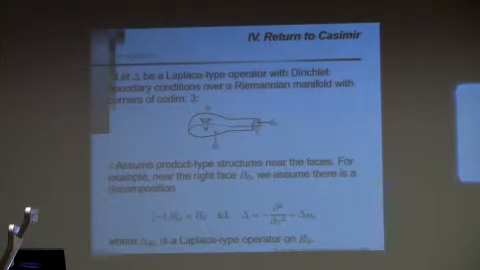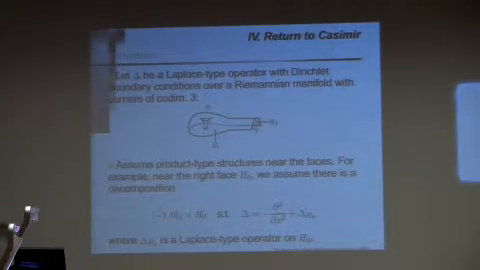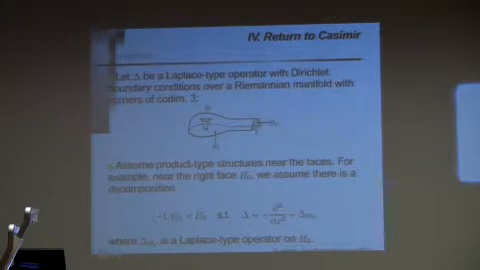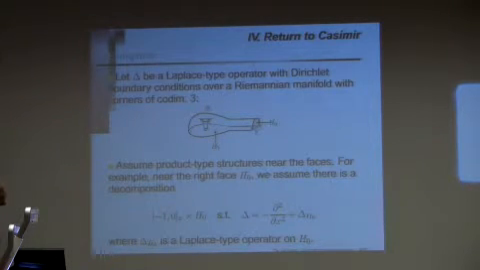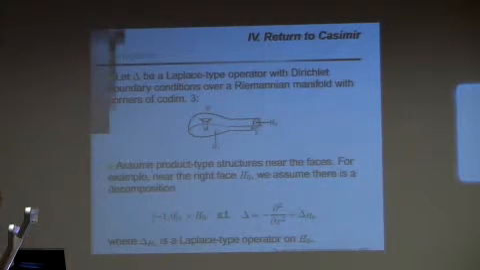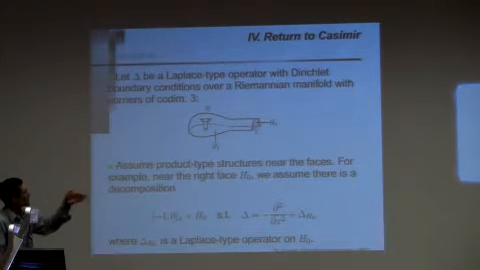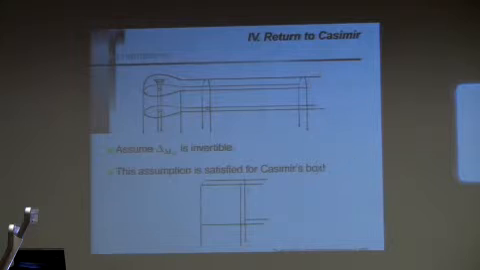Okay, so here let delta be a Laplace type operator with Dirichlet boundary conditions over a manifold with corners of codimension 3. So here's our manifold with corners, and we have to assume product type structures near the hypersurfaces. Near that hypersurface, let's call it H naught, it's basically just a product, and the Laplace operator is just a sum of differentiation in X, which is normal to H naught, plus the Laplacian on H naught. And then we have to assume these invertibility conditions, just like we assumed in the previous, easier situation.